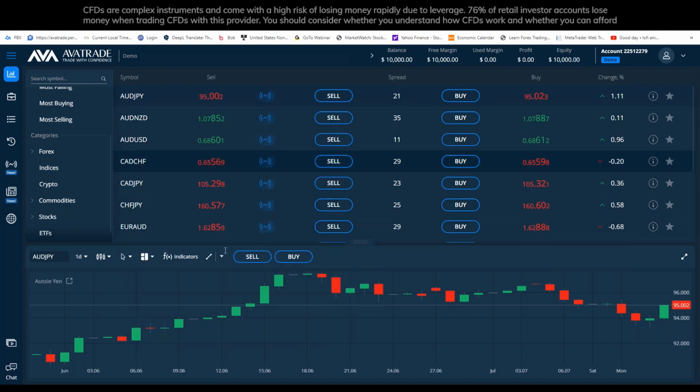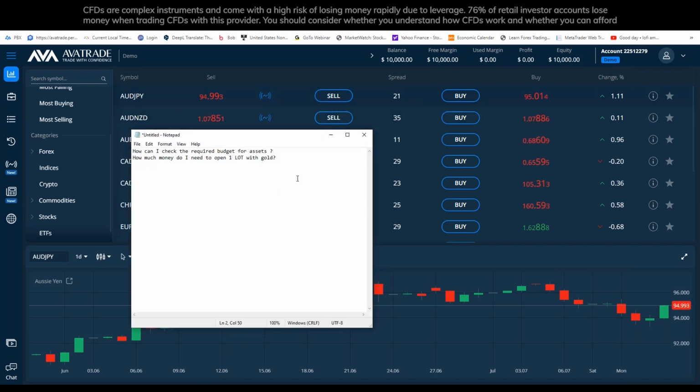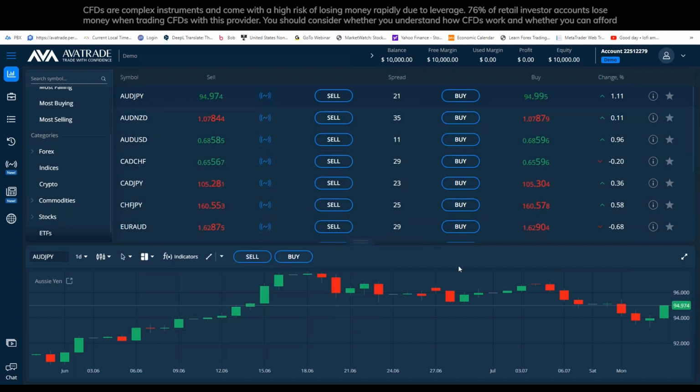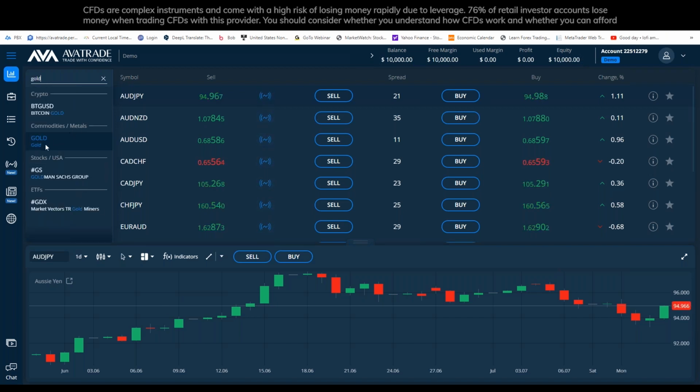Yeah, so just before I begin, this is the web trader, guys. Whatever I'm doing here could be done through the browser. You don't need to download anything. This is through our website. Just log in with your email and password and you're here. This is by default how it looks. To bring gold up, I click here at the top left side, type gold and click it from the list. This is gold.